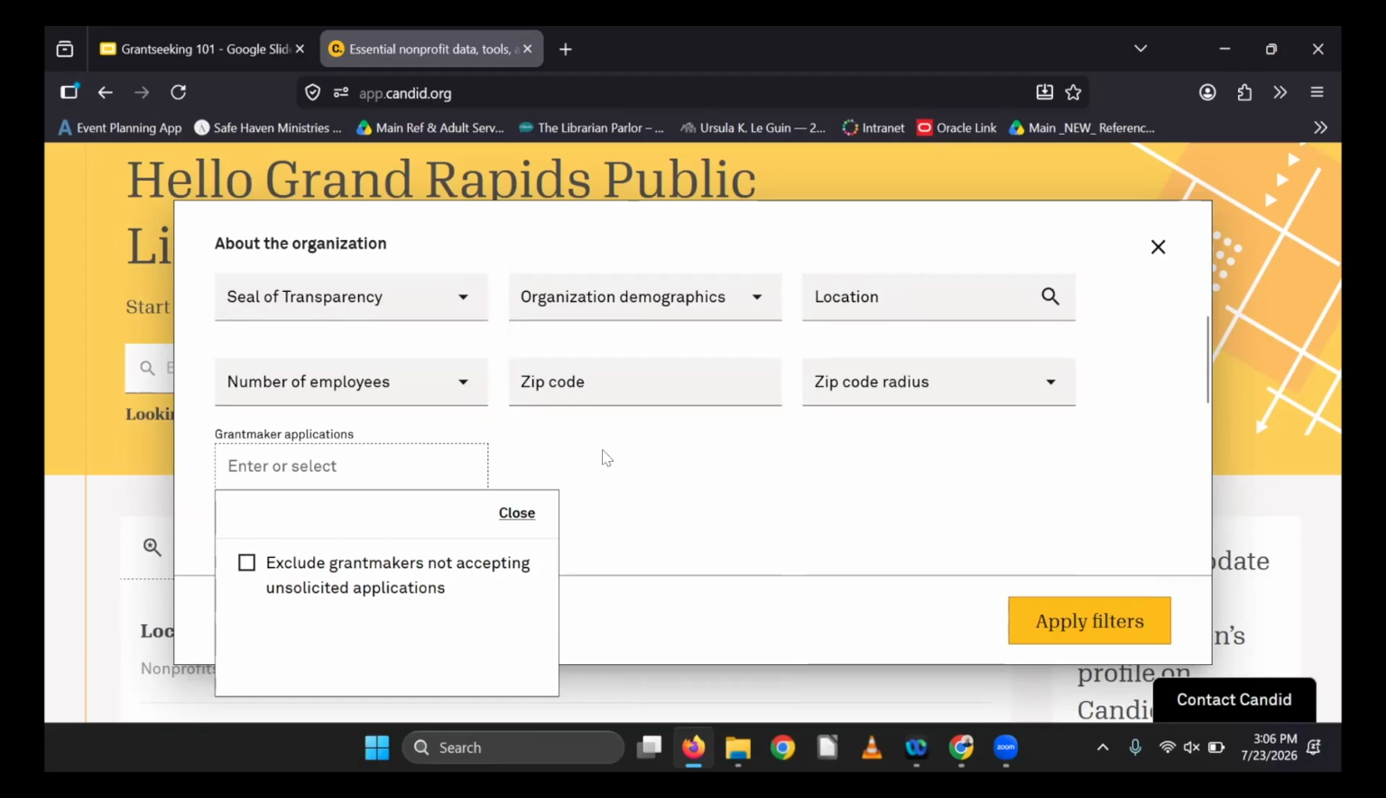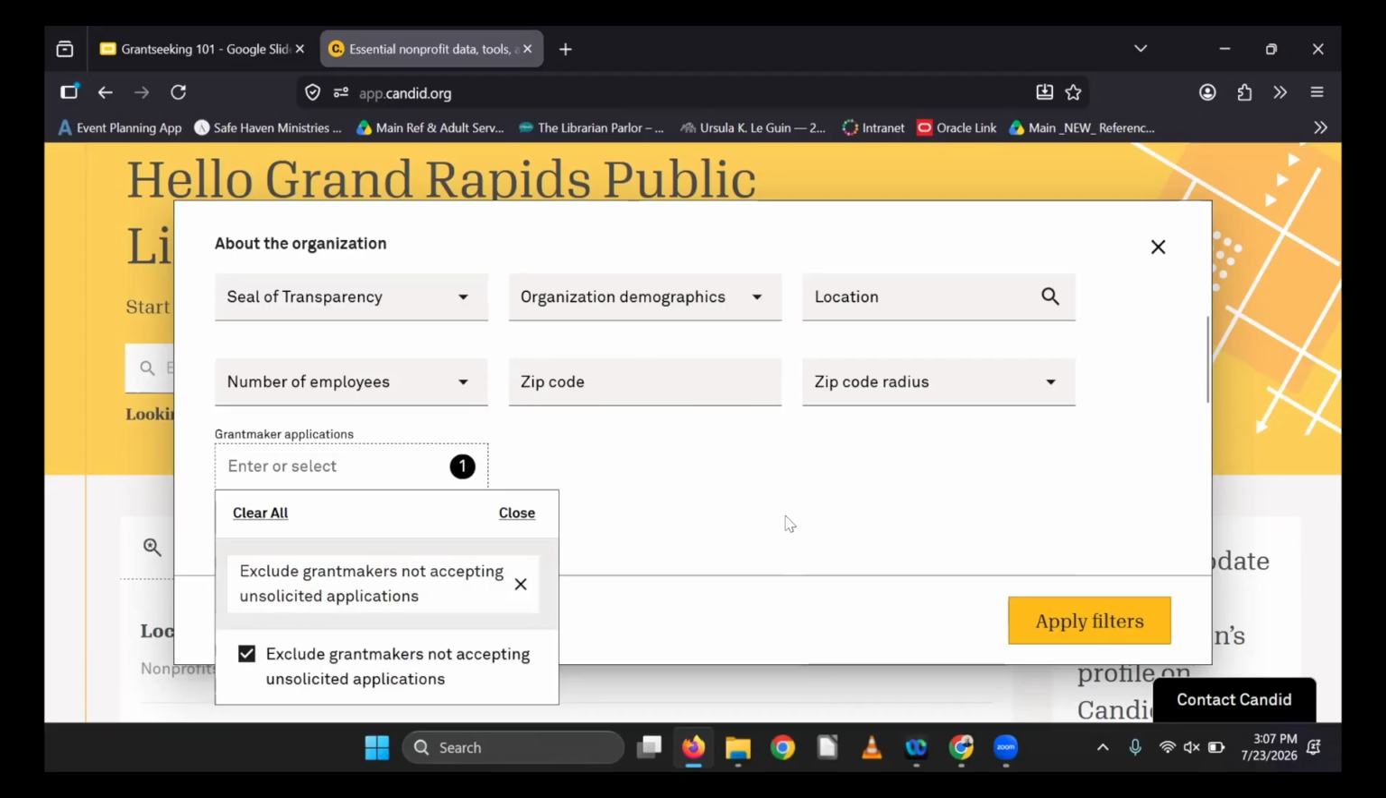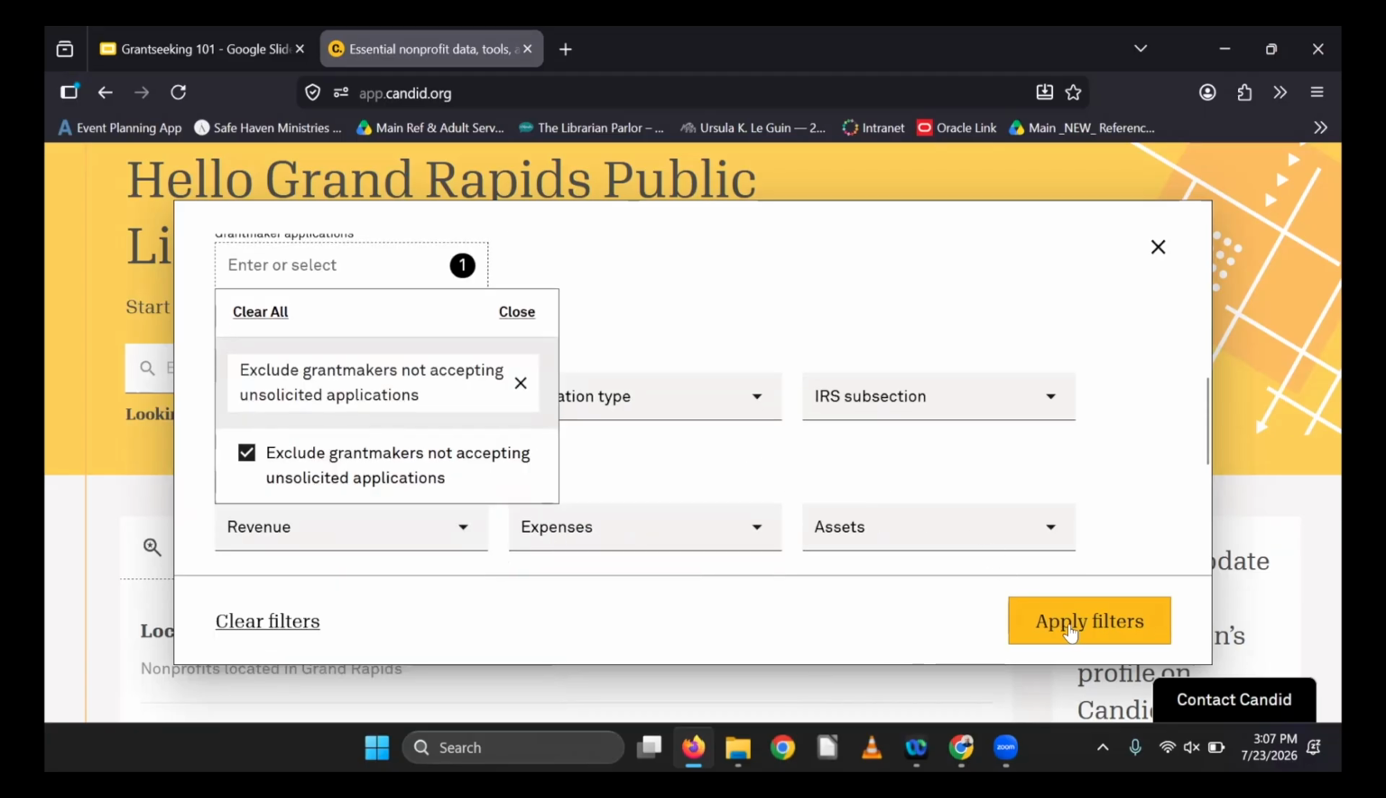So one of the things that we talked about during the presentation was grant makers not accepting applications, right? Again, it's not that those terms or those organizations are useless to us, but if we're searching for a grant that we would be able to apply for, we would be looking to exclude those organizations that don't accept applications, and you could do so here, right?